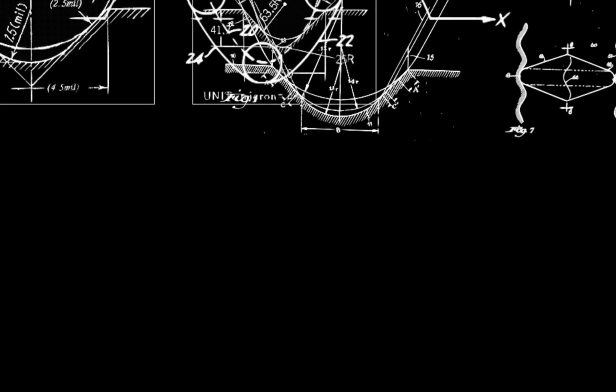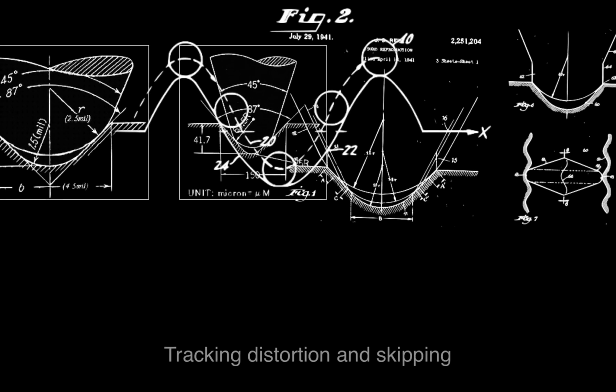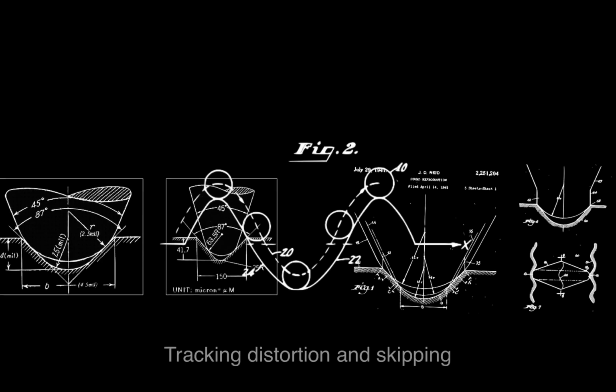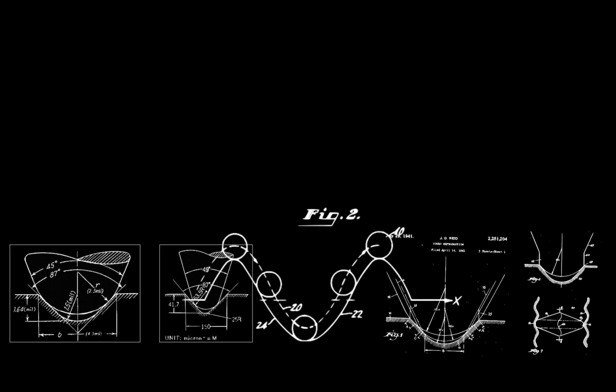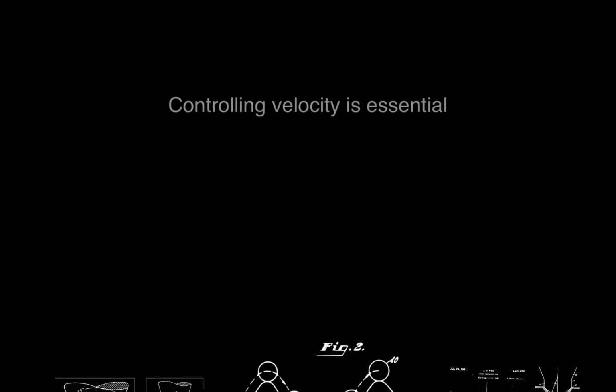We are also facing tracking distortion from the pickup stylus when it cannot follow the path of the groove accurately anymore, or even jumps out of the groove because of high acceleration. So, keeping velocity under strict control is essential in disc mastering.